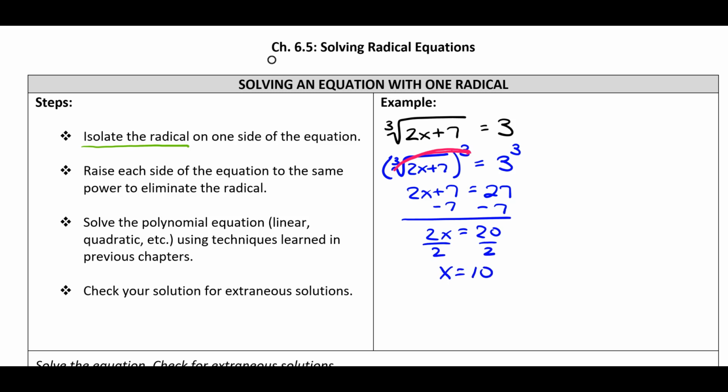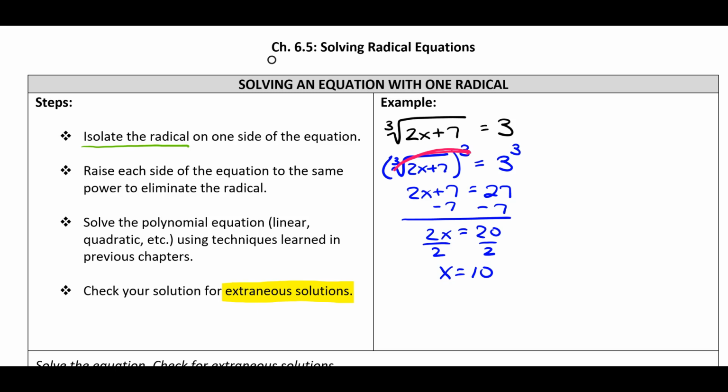Now, we normally might check just to make sure it works. However, it says here that you must check your solution for extraneous solutions. This is important. This means checking is not optional. A lot of times with solving, if you don't check, it's not going to cause you too much heartache. In this case, if you don't check, you could possibly get a wrong answer. You can get answers that look like they work that really don't.